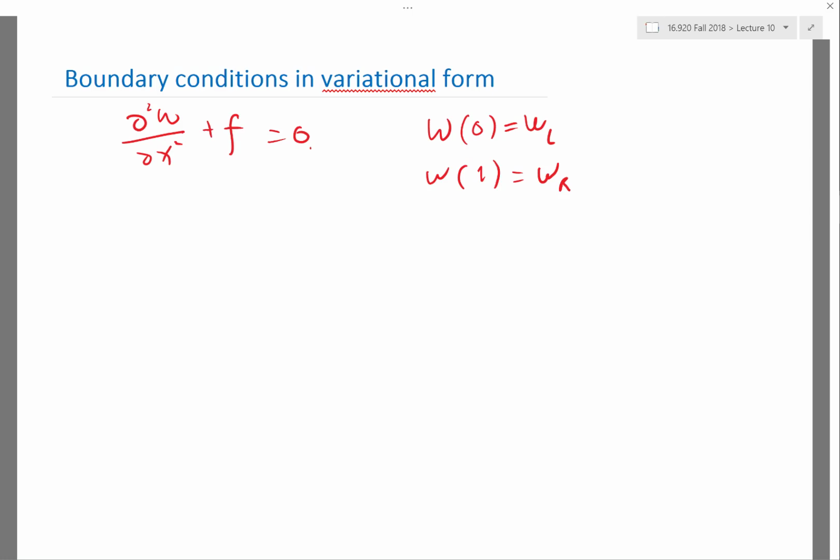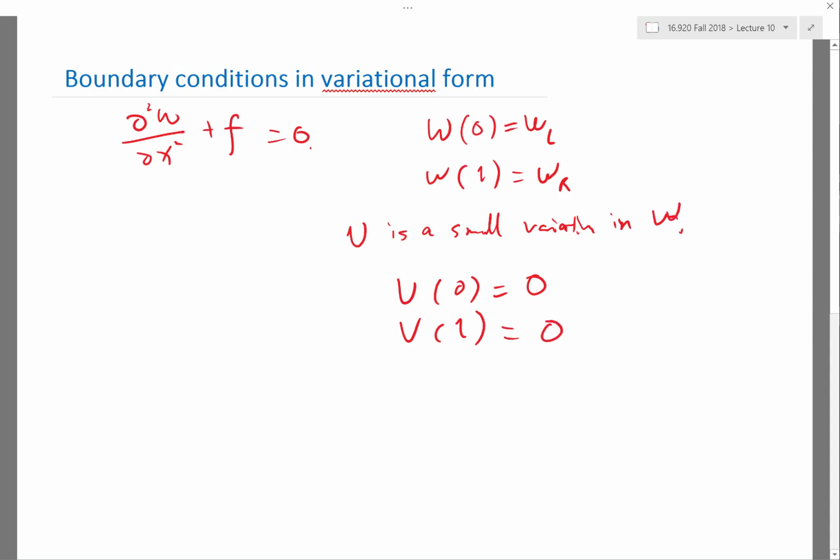Well, actually the same way, right? So basically, as we integrate, what we want to focus on is V, a small variation in W. So if V is a small variation in W, what is V at 0? If W plus the small variation V has to satisfy the same boundary condition, then what is V at 0? It has to be 0, right? What is V at 1? Also has to be 0, because basically V plus W has to satisfy the same boundary conditions.